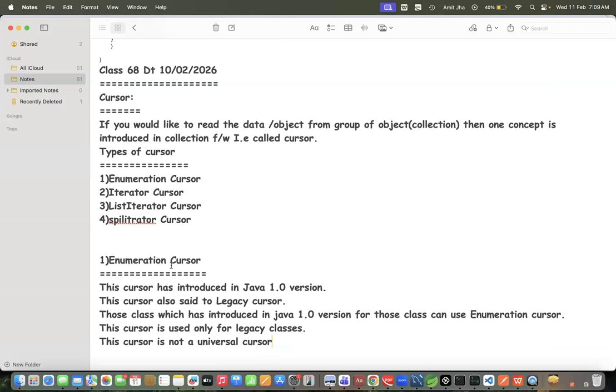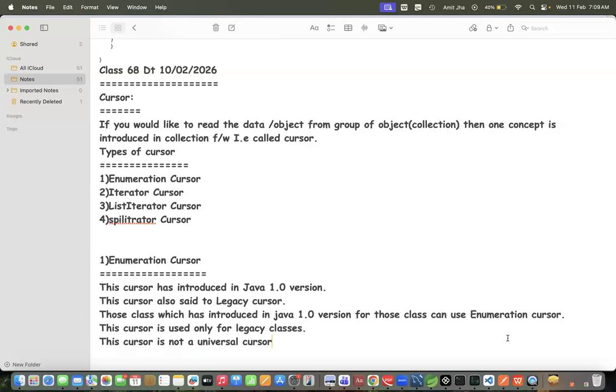No. Why? I'm telling you, the classes introduced in 1.0 can use the Enumeration cursor. But ArrayList was introduced in 1.2, so is it possible to use this cursor? No, absolutely not. Why? Because it's a legacy class. So this cursor is used only for legacy classes, meaning very old classes. Correct?